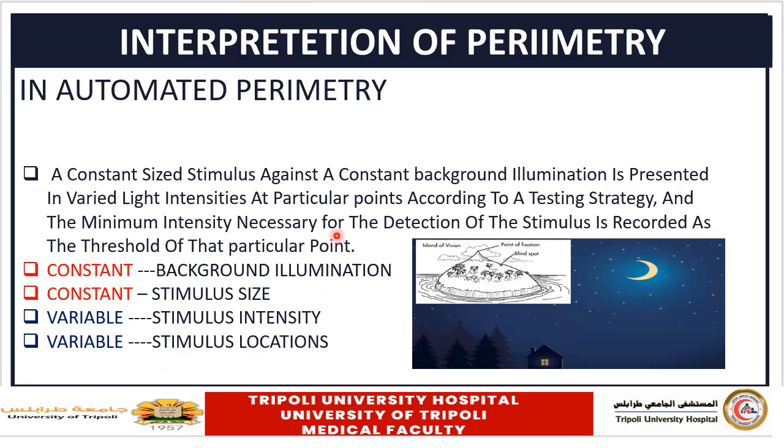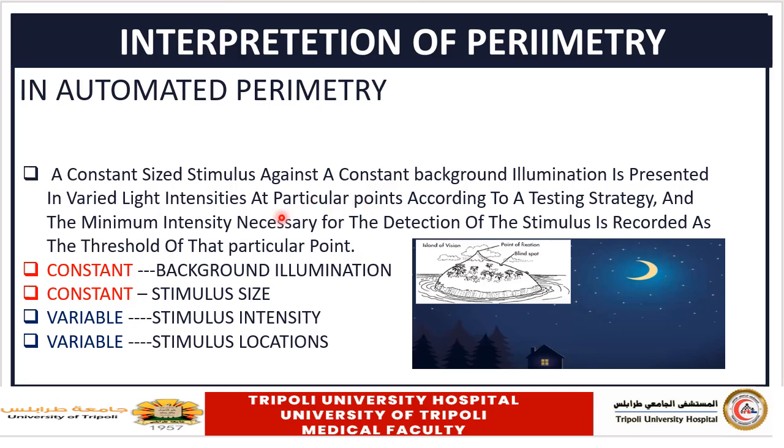But the main principle depends on shining a stimulus on a bright background, and the intensity of the stimulus is variable. The threshold stimulus is defined as the dimmest stimulus, or the dimmest brightness of the stimulus, that the patient can see 50% of the time.